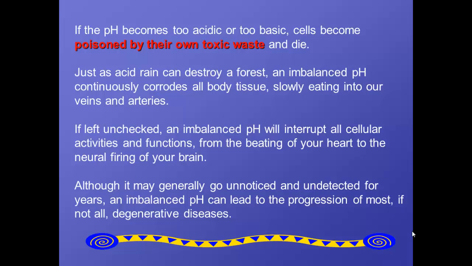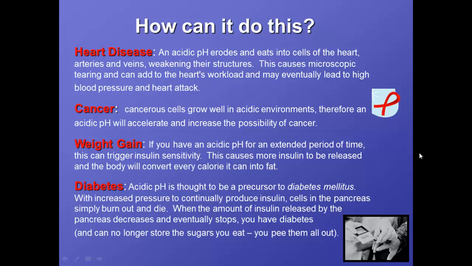Just like acid rain can destroy a forest, if your blood is too acidic, it can eat through body tissues like veins and arteries, and it'll corrode everything and put holes in them. So if left unchecked, an imbalanced pH will interrupt all sorts of things in your body, everything from your beating heart to how your brain fires.